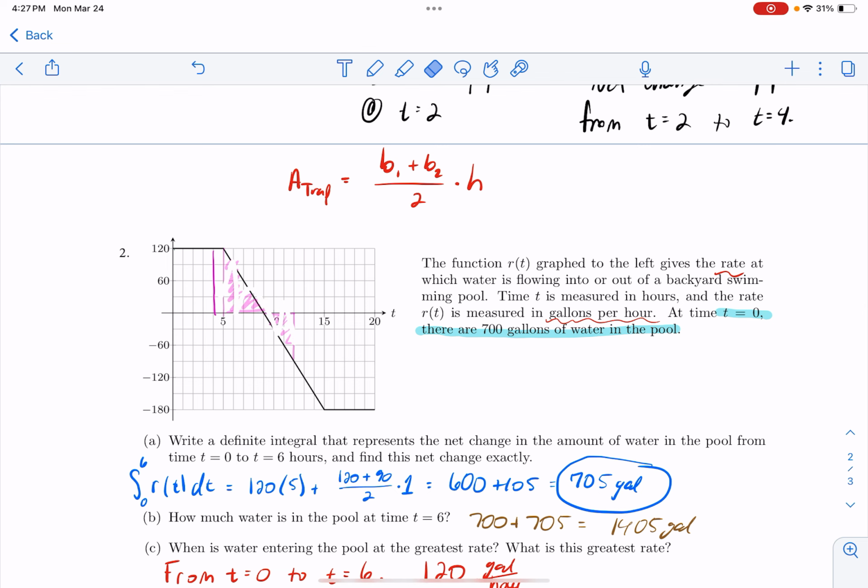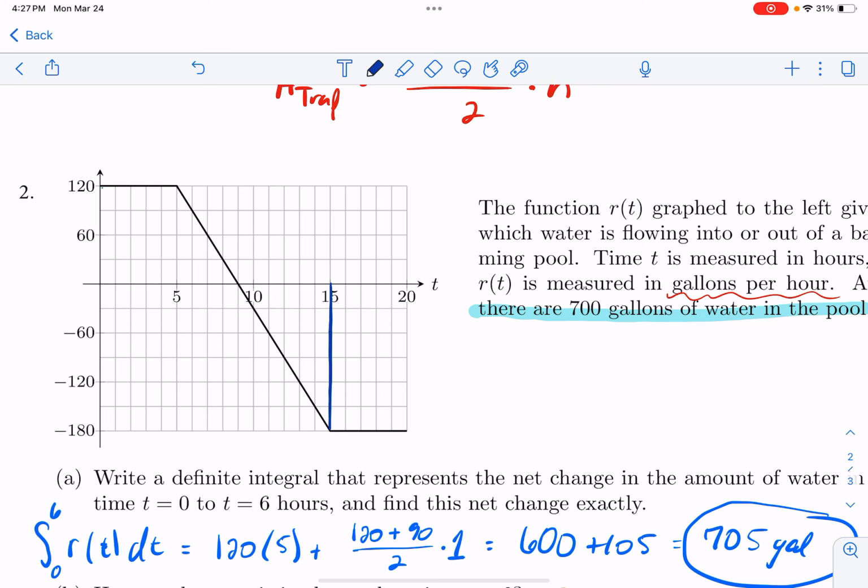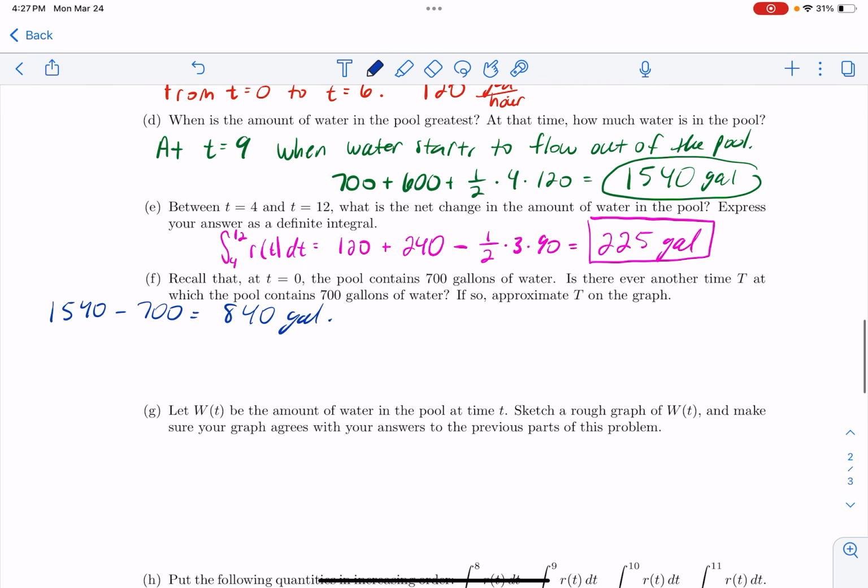Well, let's take a look at our graph up here. Here, this area here is 1/2 times 6 times 180. Let's see, what's that give us? That's 3 times 180, that's 540. Okay, so at time t equals 15, we lost 540 gallons.